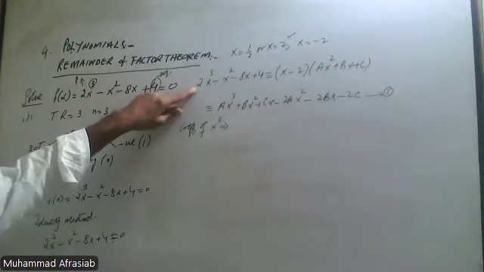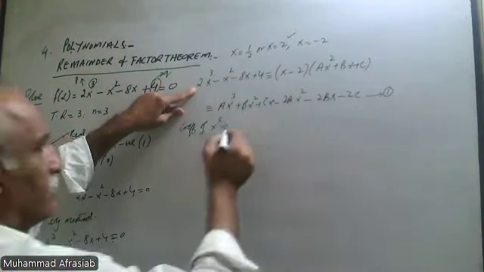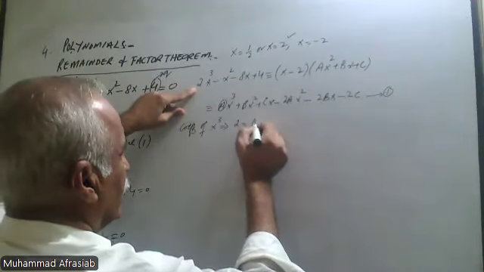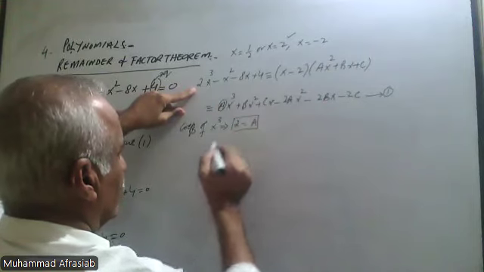Here on the left side, the x cube coefficient is 2, and on the right side, the x cube coefficient is a. So a is equal to 2 there.